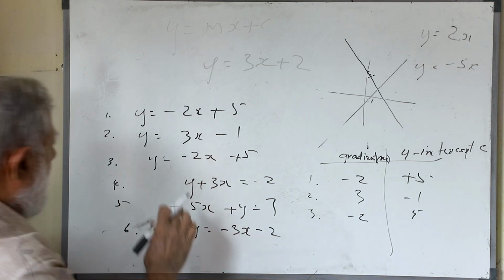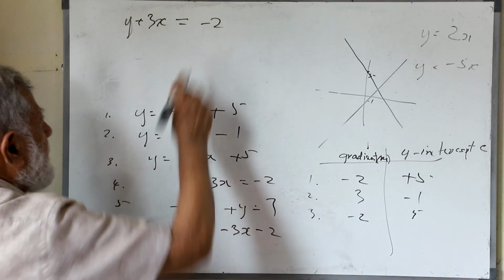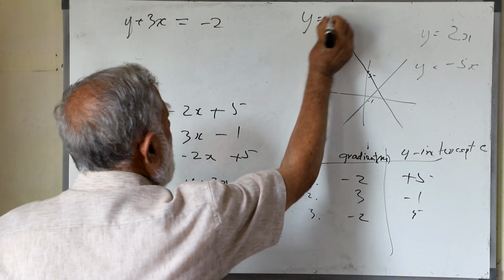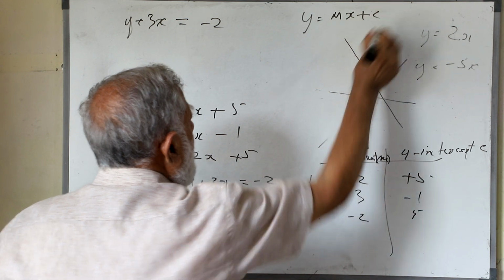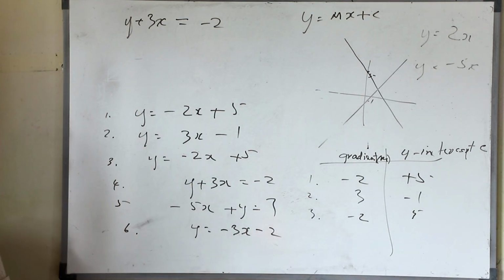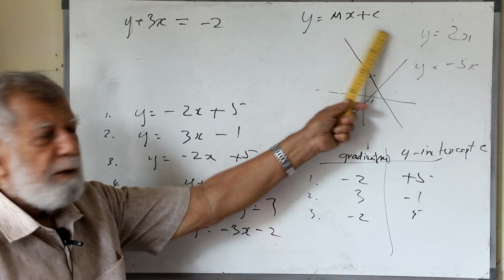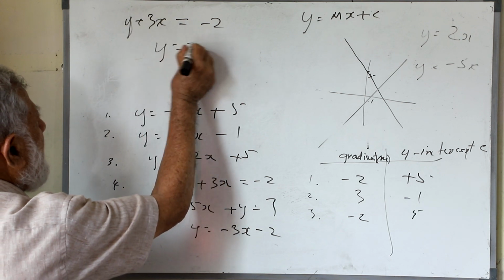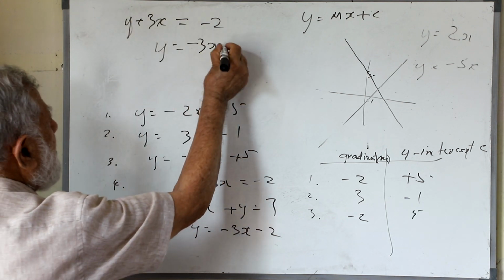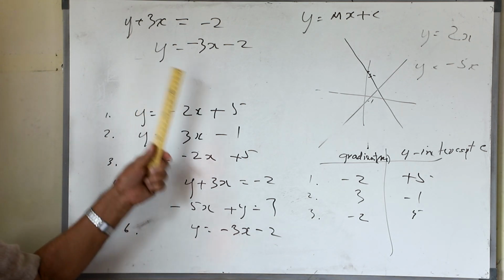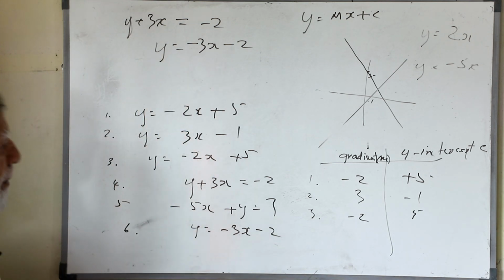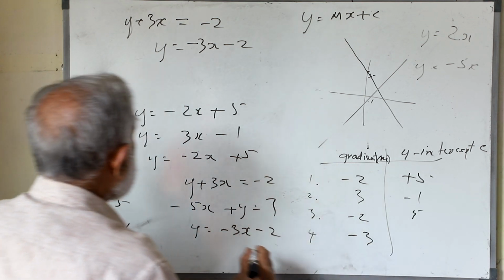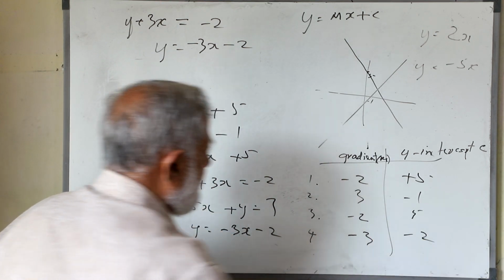Then the fourth one is y plus 3x is equal to minus 2. Here immediately we can't get the gradient. We have to bring it into the form y is equal to mx plus c. We have to be very careful on that. We can't just take 3 as the gradient. So how to do that? Write y is equal to, bringing that over, minus 3x minus 2. So now immediately we can say the gradient is minus 3 and the y-intercept is minus 2.